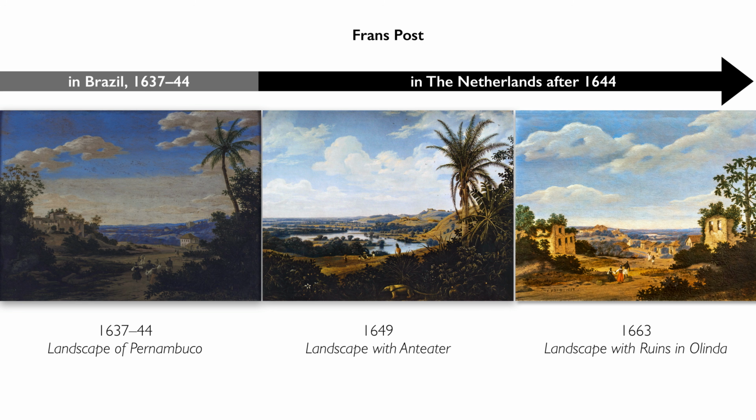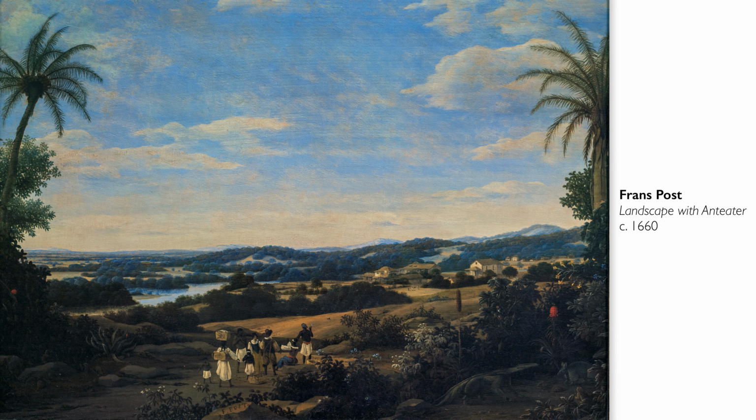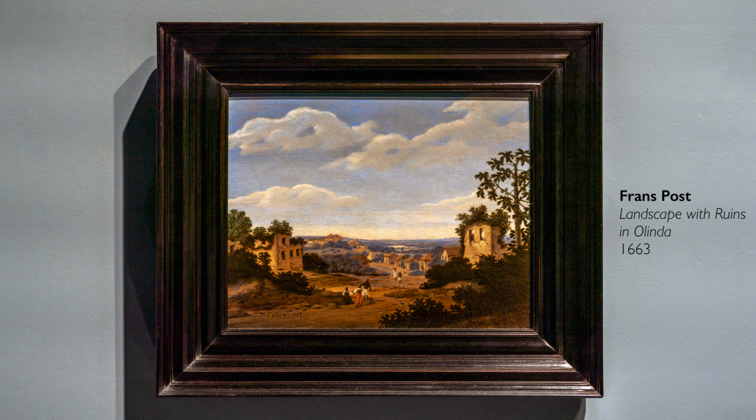So there's many paintings of sugar mills, and those paintings he continues to produce after his return to the Netherlands. So he realizes that in 1644, to be competitive on the art market, his unique depictions of Brazil are a great brand for him. Post will continue to paint these Brazilian landscapes throughout the rest of his career. And the painting that we're standing before was made after he left Brazil.